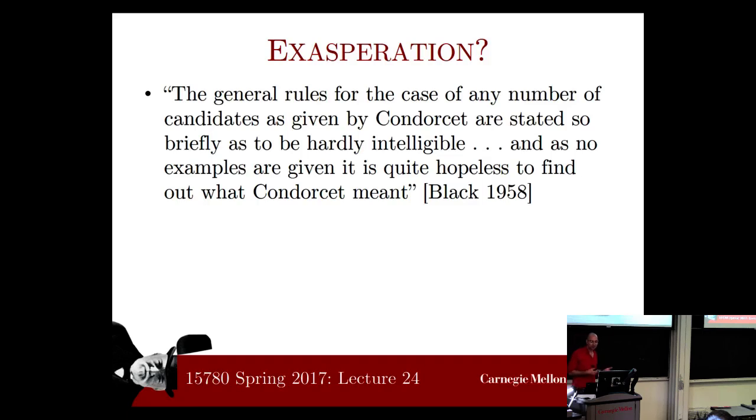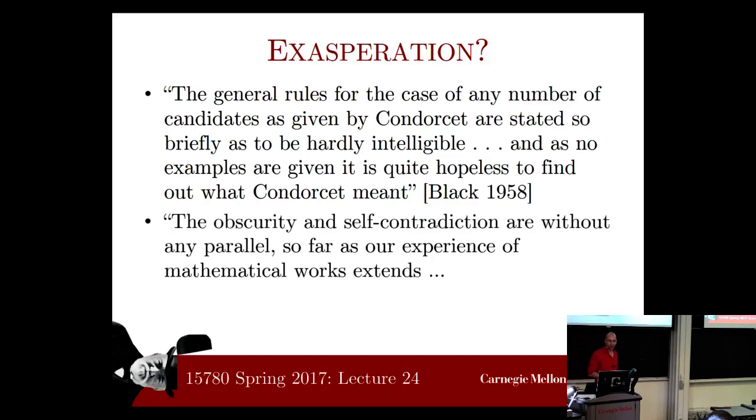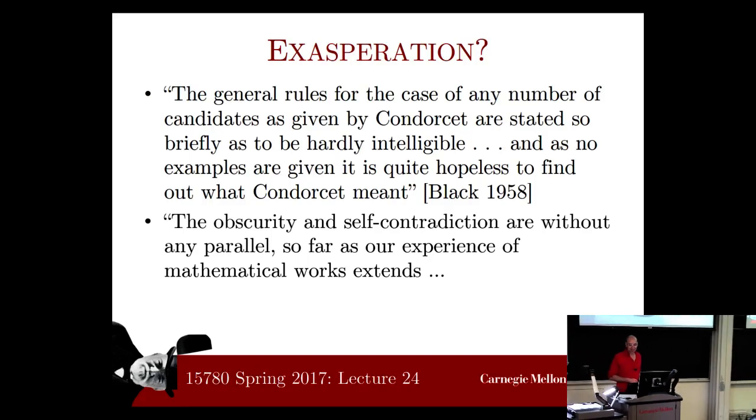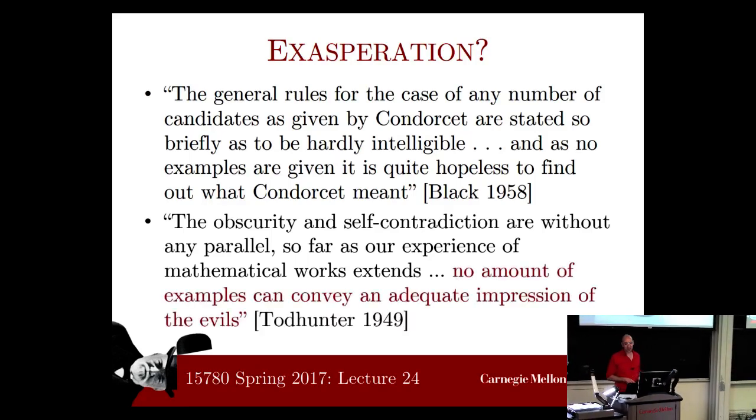And then Todhunter, a noted mathematician, went even further and said the obscurity and self-contradiction are without any parallel so far as our experience of mathematical works extends. And then he followed up with this sentence that is my favorite: no amount of examples can convey an adequate impression of the evils. You could feel his frustration with Condorcet, probably spent years trying to figure out what the hell Condorcet meant. So this was really frustrating to many people for centuries.